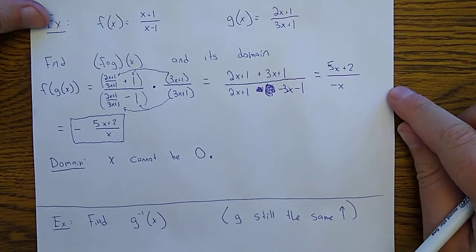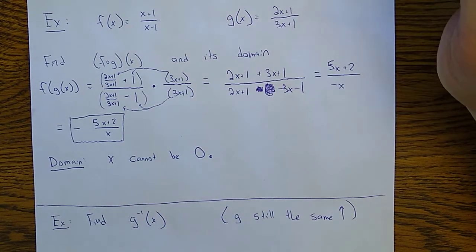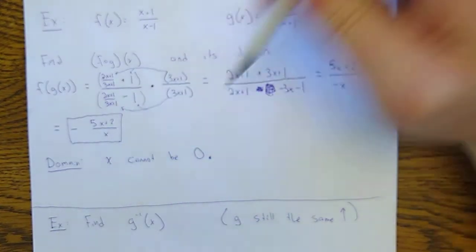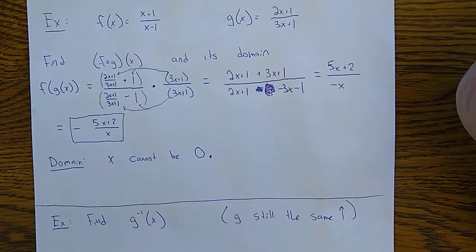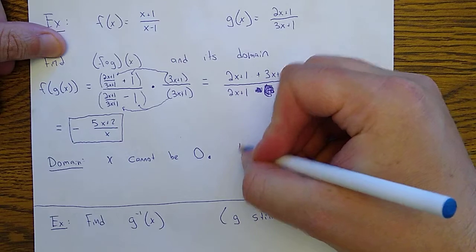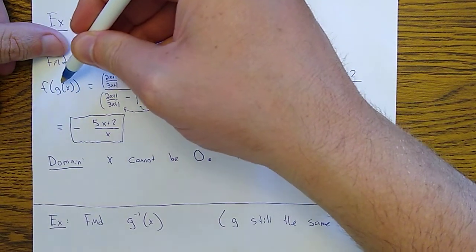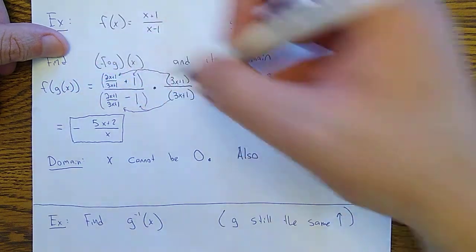Now, a very common mistake is to think that we are done now, and that this is the only domain restriction. This is dangerous when you're dealing with a composite function. When you're dealing with a composite function, you have to make sure that x is in the domain of the inside.